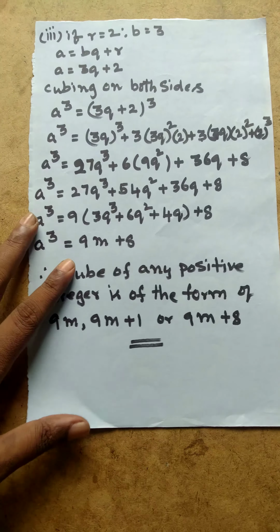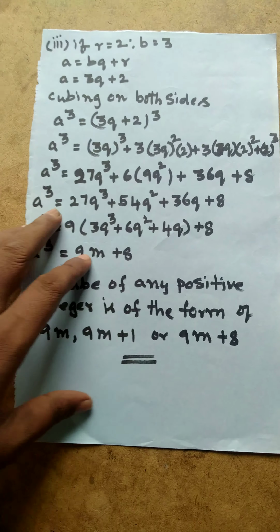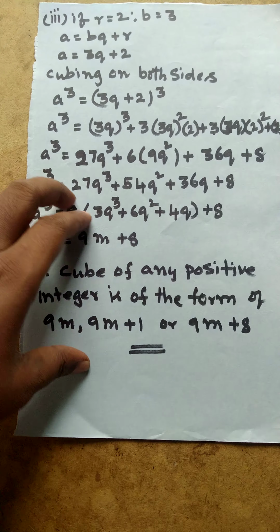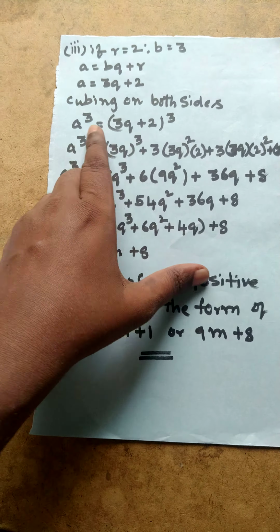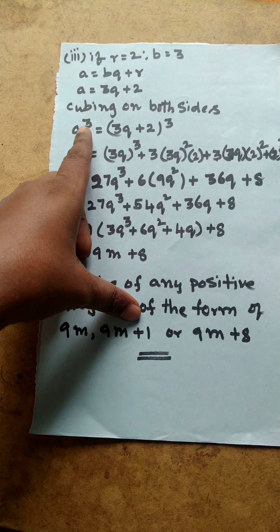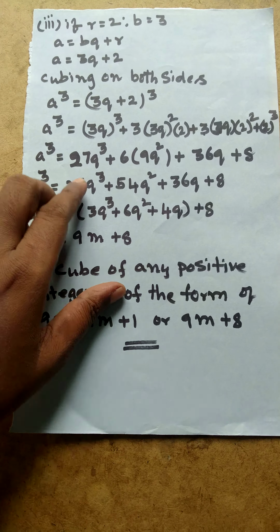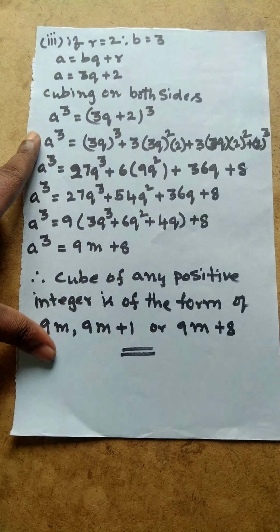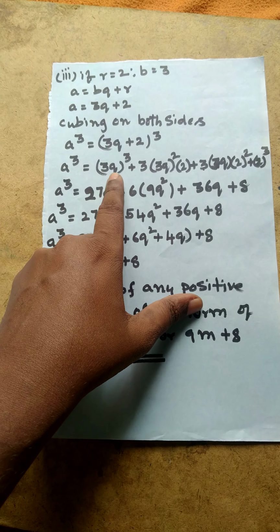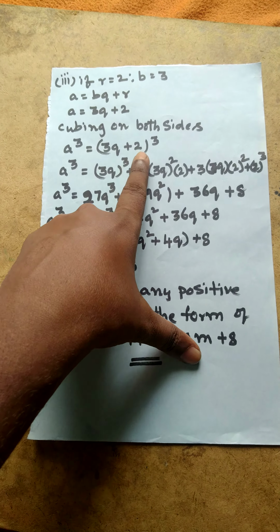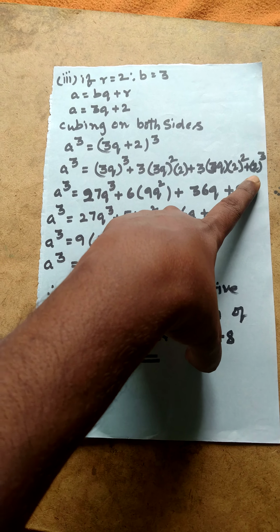Now we will solve the third case. If r equal to 2 and b equal to 3, already we know that Euclid division lemma is a equal to bq plus r, so a equal to 3q plus 2. Cubing on both sides, a cube equal to 3q plus 2 whole cube. Already in the second case we learnt the a plus b whole cube formula. On applying that formula, with a as 3q and b as 2, we get a cube plus 3a square b plus 3ab square plus b cube.